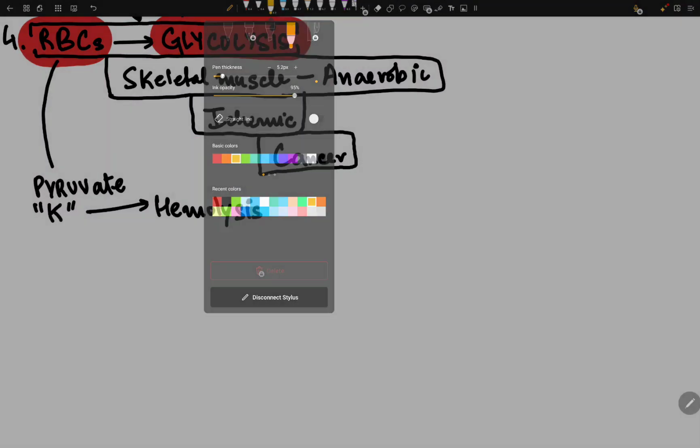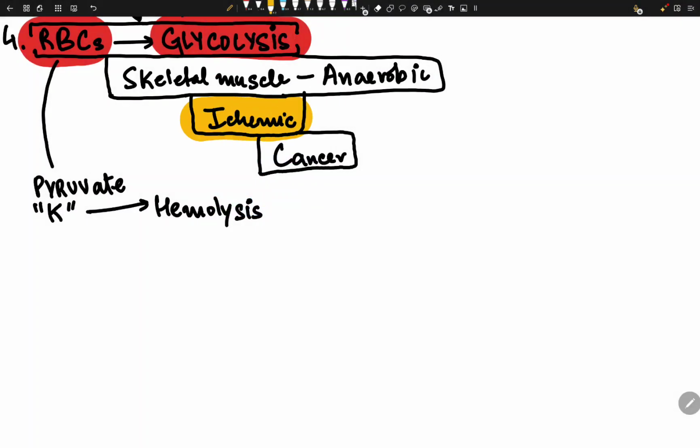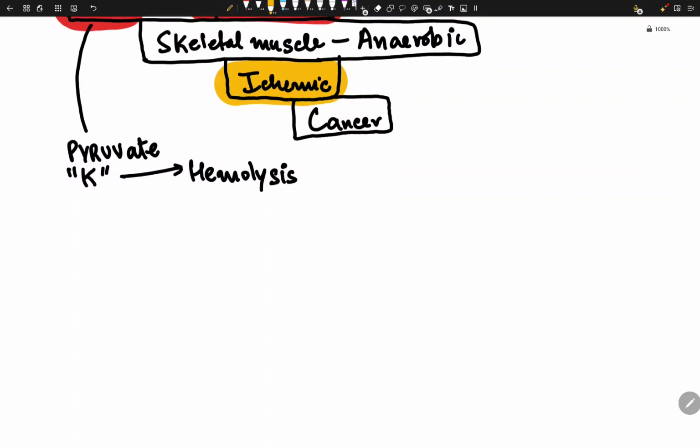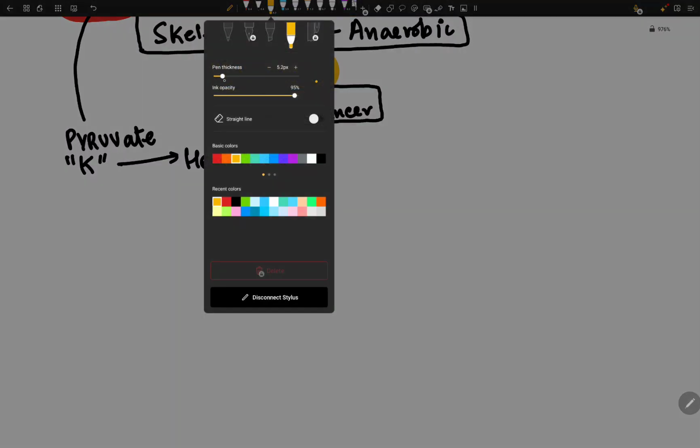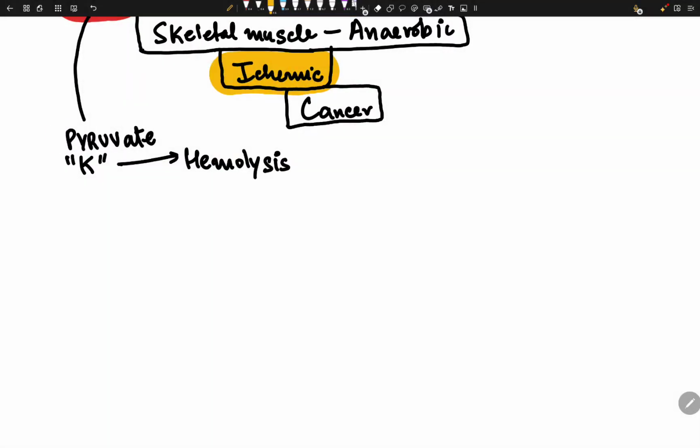Let me just underline that part. In exercising, skeletal muscles have increased glycolysis, right? It helps to meet ATP demand when oxidative metabolism fails, when we don't have enough oxygen. I just added one little concept here, pyruvate kinase. I'm going to discuss this pyruvate kinase story and how it leads to hemolysis in the coming videos.